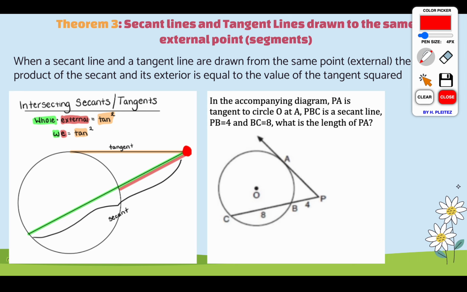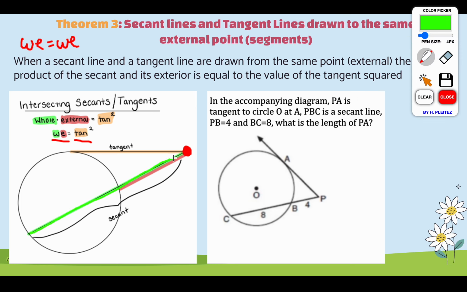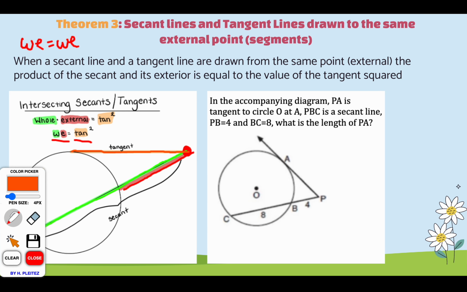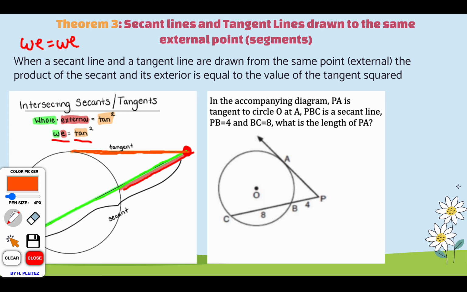So before, when we had two secants, we did WE, right? Now, when we have a secant and a tangent, it's going to be WE equals tan squared. And what that stands for is that the whole secant times its external piece is equal to the value of the entire tangent line, or tangent segment, squared, right? Now, a good way to remember this: you can't use this whole times external if you don't have a secant line, because your tangent line, the whole entire tangent line, is also the external piece, right? So if you're using whole times external, that has to be your secant line.